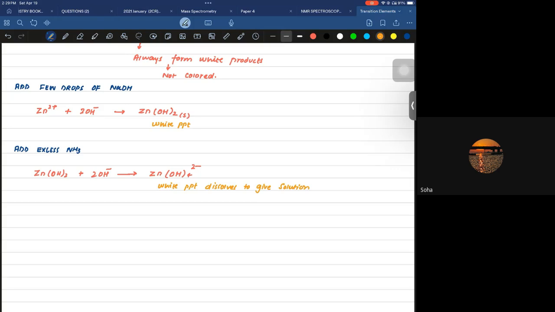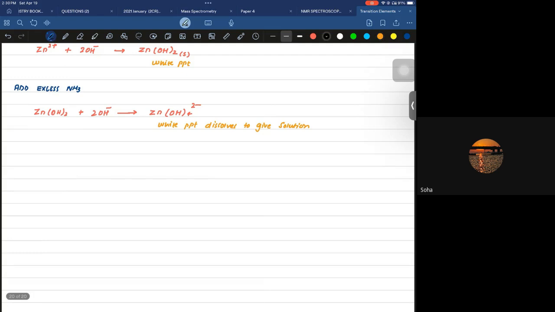So this is the chemistry of zinc. And then you need to know the colors of vanadium. It's in your syllabus. They have mentioned that you need to know different colors of vanadium. Like if you have iron 2 plus, you know it's green. If you have iron 3 plus, it's reddish brown.